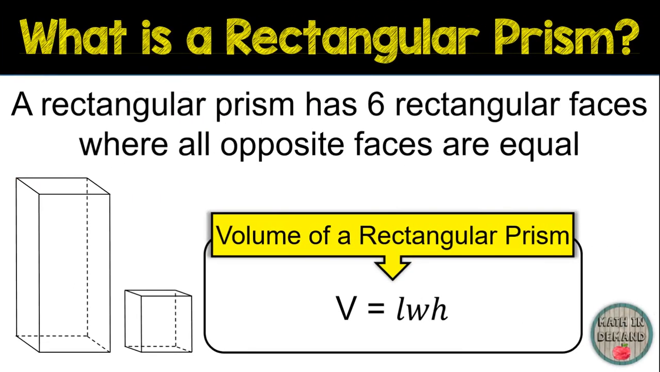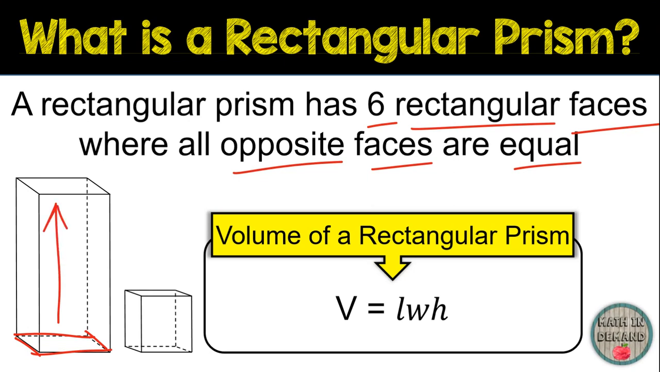Okay, let's go ahead and look at another three-dimensional object. So what is a rectangular prism? A rectangular prism has 6 rectangular faces where all opposite faces are equal. So you can see I have a rectangular base right here for my rectangular prism, and opposite faces all the way across here, and these are equal.